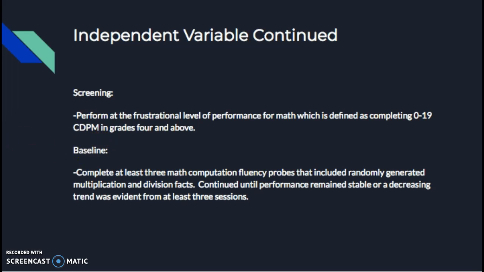The screening condition was where students performed at the frustrational level of performance for math, which is defined as completing 0 to 19 correct digits per minute in grades 4 and above. And then the baseline was taken, where the students had to complete at least 3 math computation fluency probes that included randomly generated multiplication and division facts. They continued until the performance remained stable or a decreasing trend was evident from at least 3 sessions. You'll be able to see some of this in the graphs that I have included at the end of the slides.